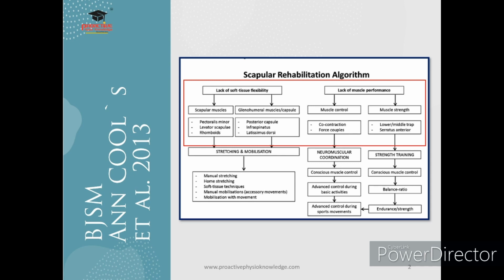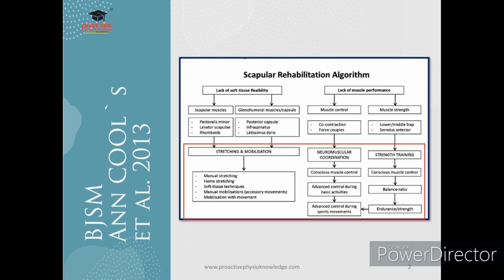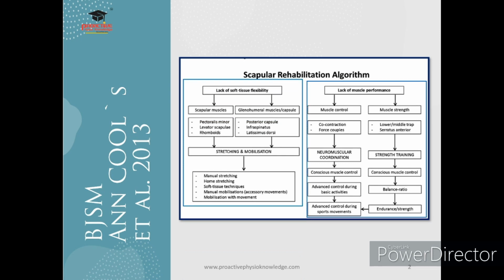I divide this algorithm into four parts: upper part, lower part, as well as left and right side. As you can see, on the left hand side, there is a lack of soft tissue flexibility, and on the right side, there is a lack of muscle performance. In soft tissue flexibility, there are scapular muscles as well as the glenohumeral muscles.